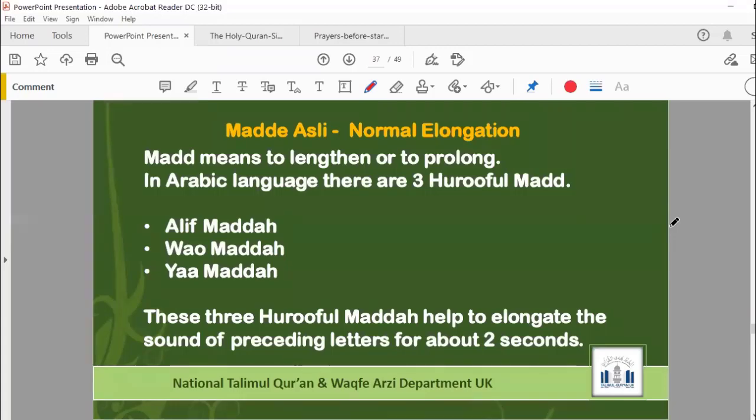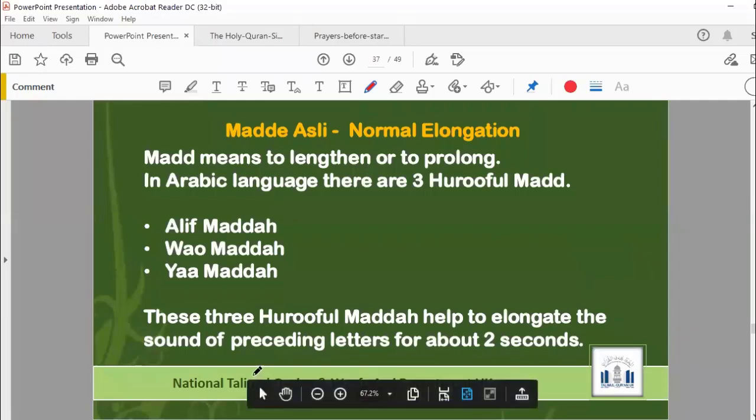Mad Asli, normal elongation. Mad means to lengthen or to prolong. In the Arabic language, there are three huruful mad: alif madda, waw madda, and ya madda. These three huruful madda help to elongate the sound.